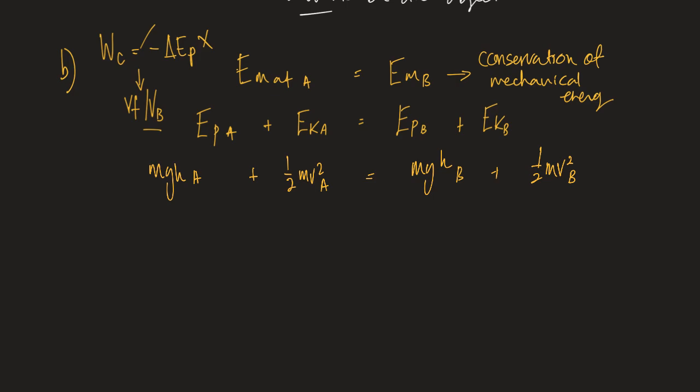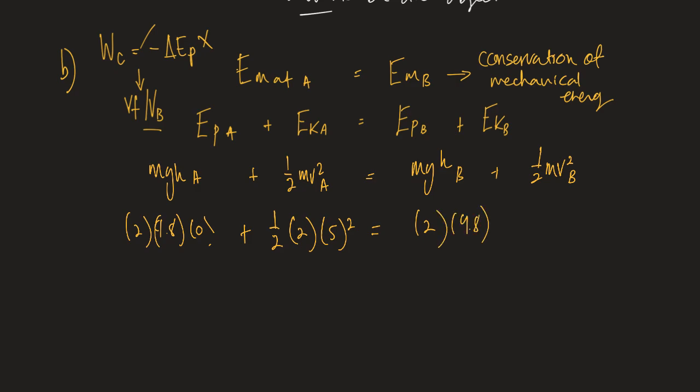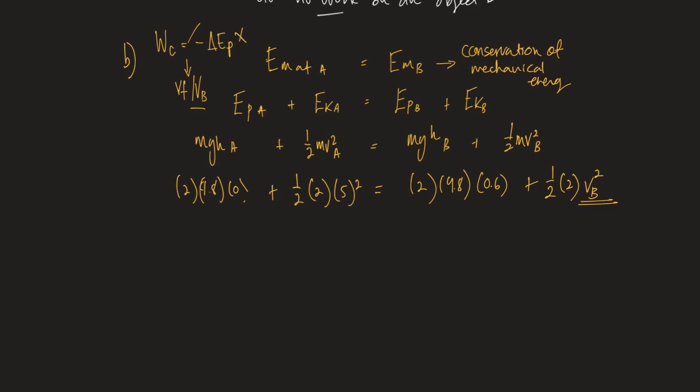And all I need to do now is substitute in all my values. So I've got 2 times 9.8, and my height was 0 plus a half times 2, and my velocity at point A was 5 meters per second squared. My mass at the top was still 2 times 9.8, but at point B I was at a height of 0.6 plus a half times 2 V at point B squared. And that is what we're looking for, the velocity at point B.